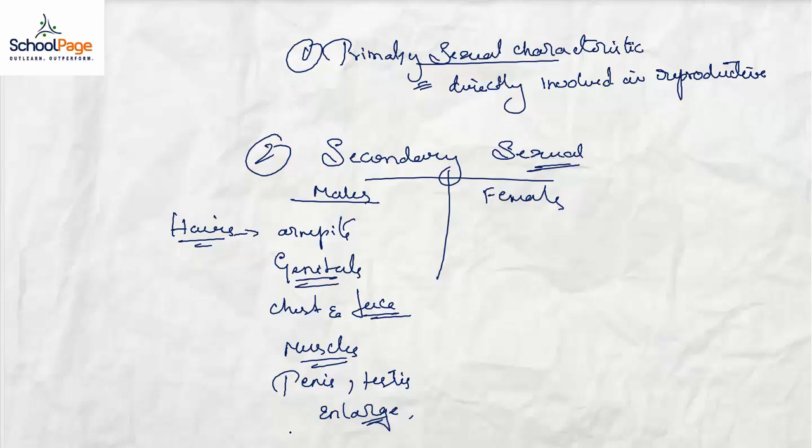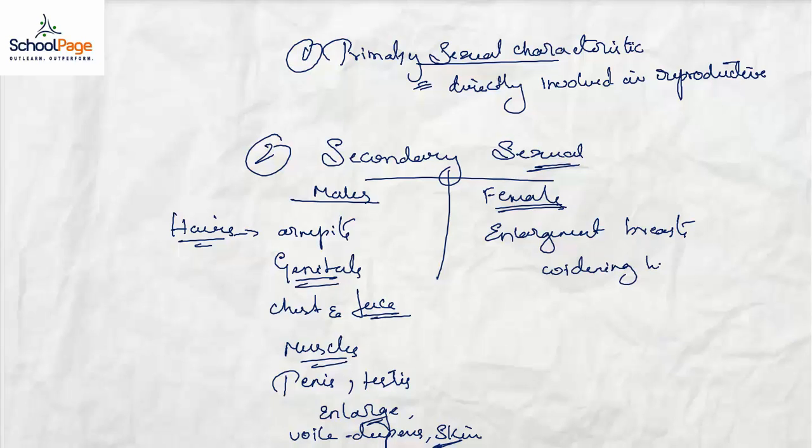You can see the change in the voice. So the voice deepens and skin changes. So in females also we do see secondary sexual characteristics like enlargement of breasts, widening of hips, and also vagina. Even females show the growth of hairs in the regions like armpits and genitals. Even in females the voice changes.